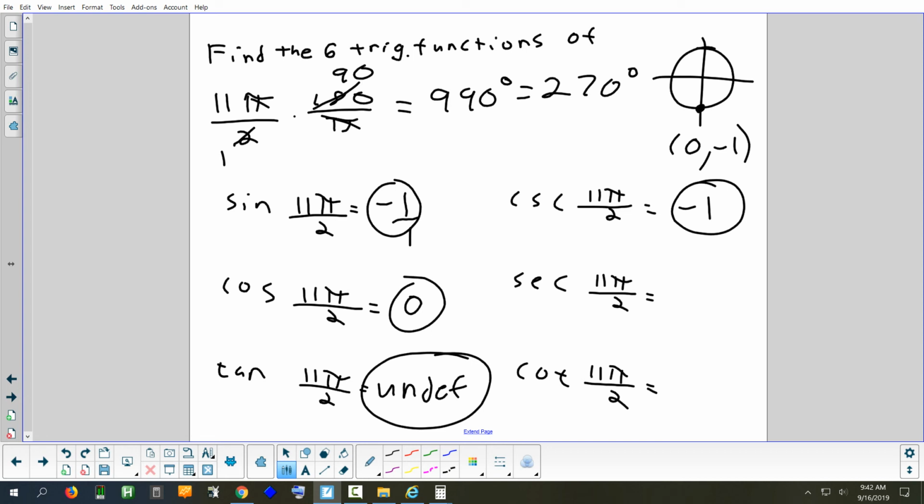My secant, what's that going to be? Undefined, because it's like you're flipping 0 over 1. So it turns into 1 over 0. So when you flip 0, you get undefined. When you flip undefined, you get, there you go.